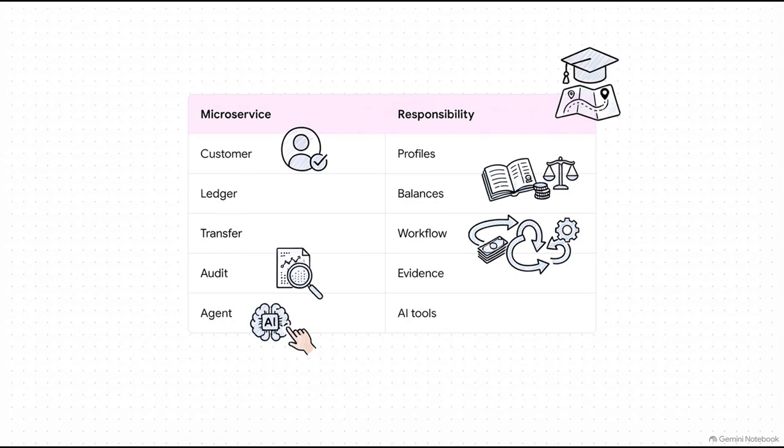And finally, the banking agent uses Spring AI to orchestrate restricted tools and request human approval for sensitive actions, because as we know, we never let the AI move money autonomously. This strict separation of concerns is exactly what makes a microservices architecture actually work in the real world.